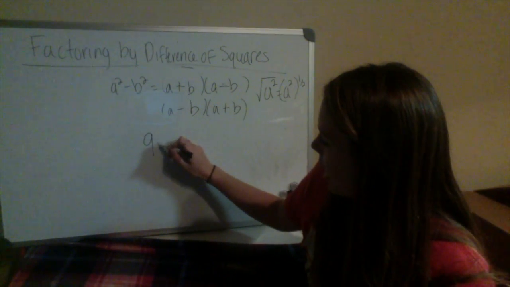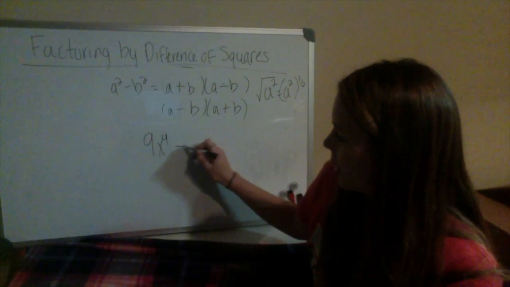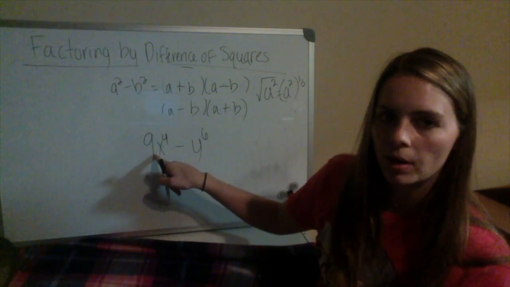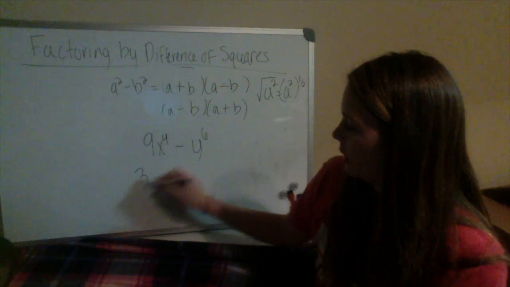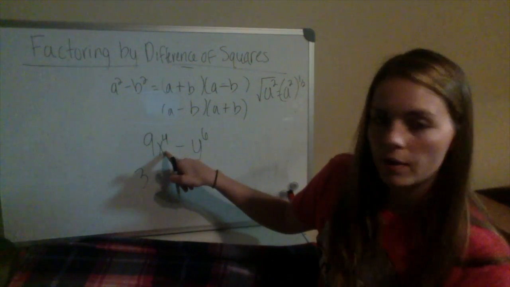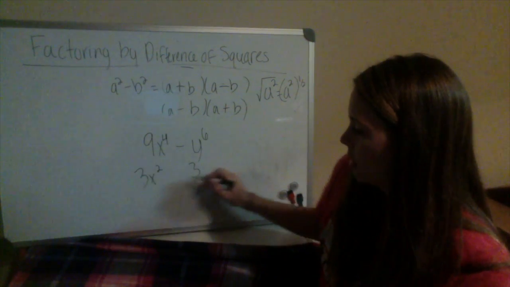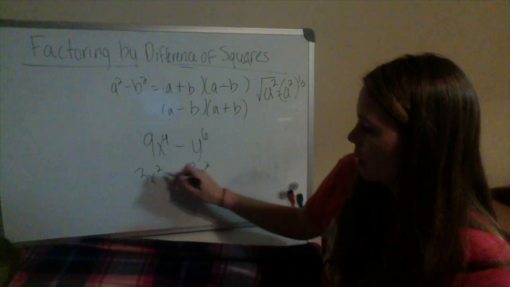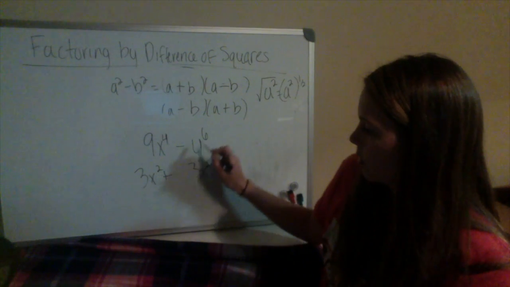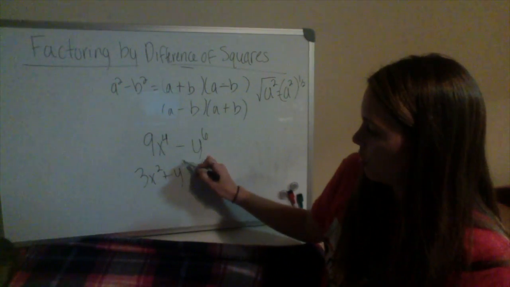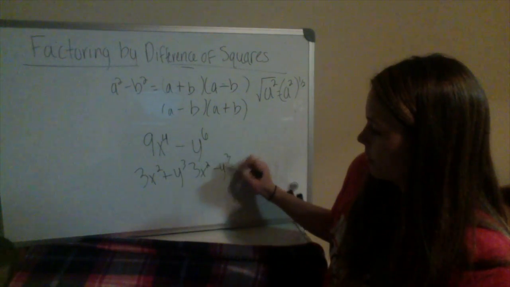Okay, looking at this next one, let's just throw one more at you. We have x to the 4 minus y to the 6. What is the square root of 9? 3, 3. Now, square root of x to the 4, just remember you're always cutting in half. So x squared, positive, negative. What's square root of y to the 6? Cut in half. Y cubed, y cubed.